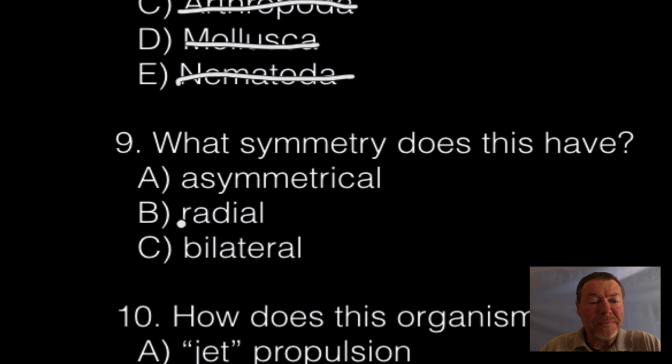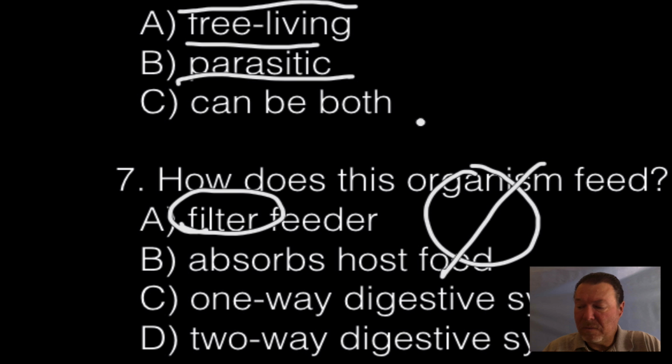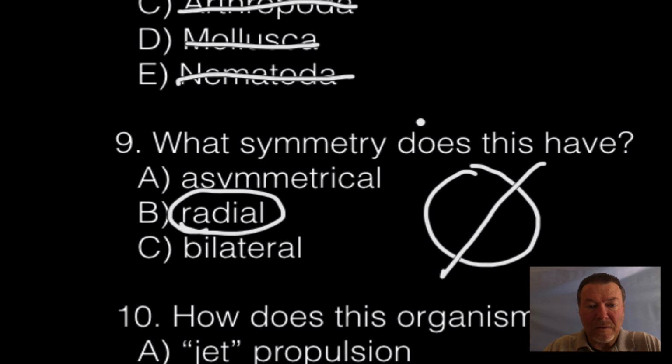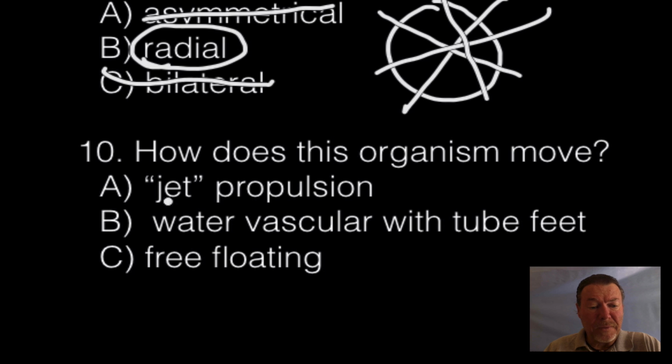What's symmetry? It has radial symmetry. It's round, if you look at it, and you can cut it any way. And you can cut it any way you want through the middle. It's not asymmetrical because it definitely has symmetry, and bilateral means that you can only cut it one direction, down the length of it. How does the organism move?